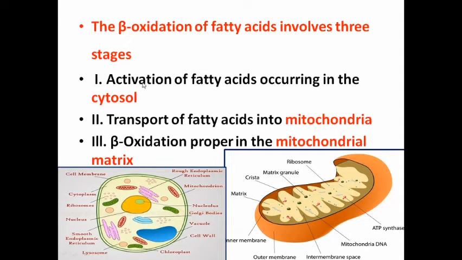The first one is the activation of the fatty acids. Fatty acid activation happens in the cytosol, the cytoplasm area. The second one is transport of the fatty acid into the mitochondria. In the cytosol the fatty acids are activated, then transported into the mitochondria. The third step is beta oxidation proper in the mitochondrial matrix. These are the three stages of beta oxidation: fatty acid activation, transport of the fatty acid, and beta oxidation proper.